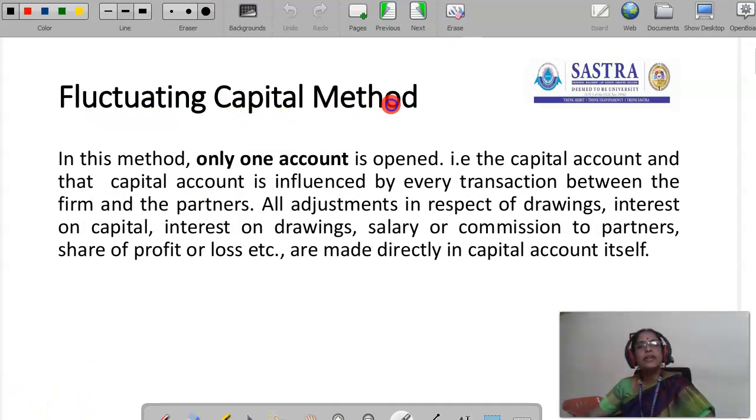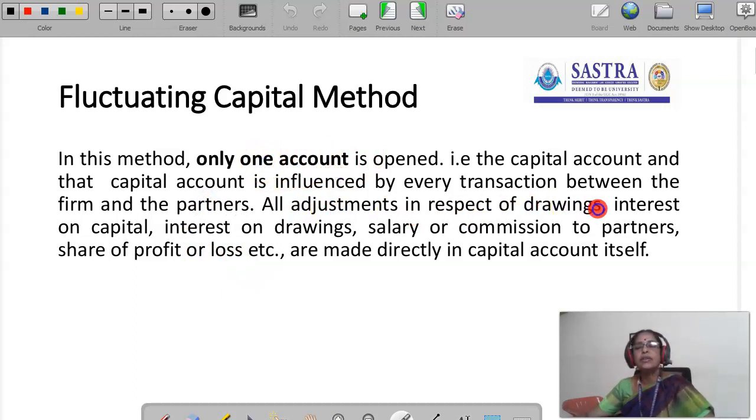If the firm follows a fluctuating capital method, only one account is required. That is the capital account, and that capital account is influenced by every transaction between the firm and the partners. All the transactions are entered into this capital account. We don't need to open two accounts. Only one account is essential.